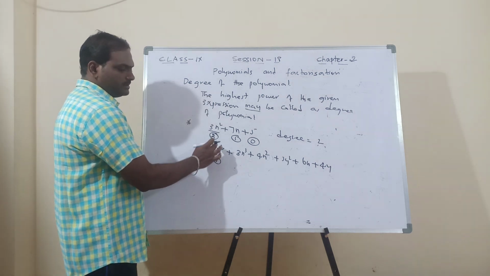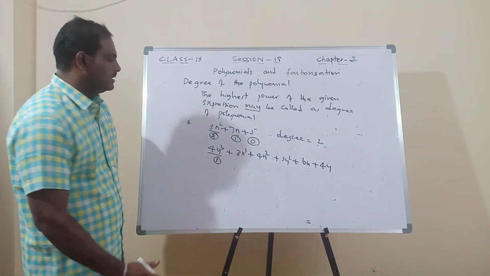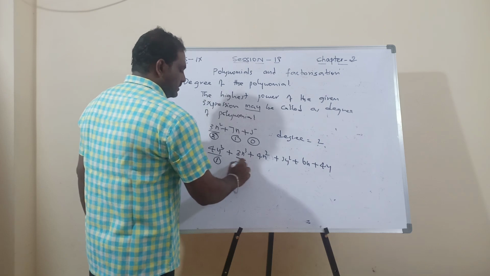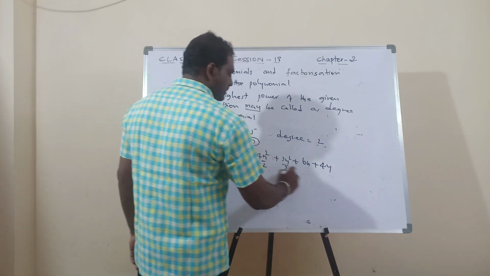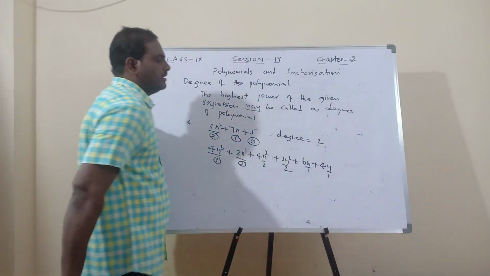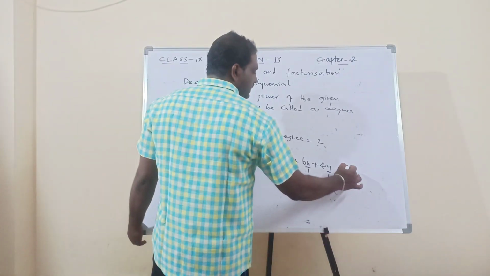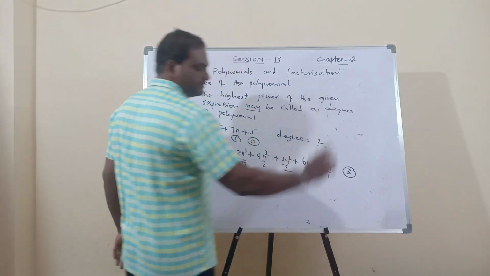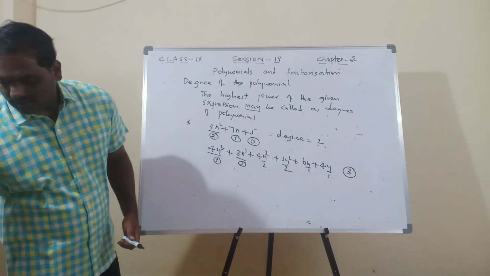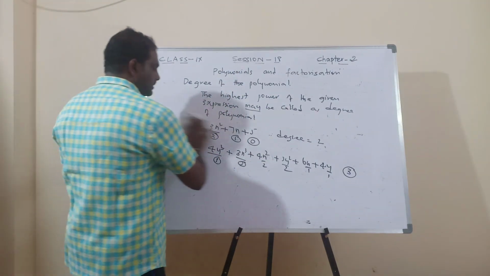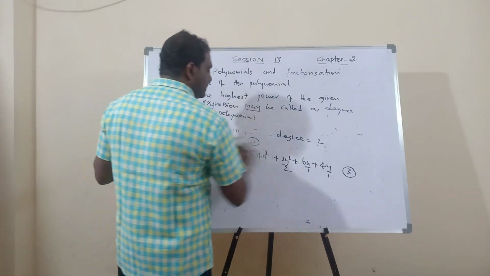Simply, what we have to check is the variable power. Here also 3, here 2, here 2, here 1, here 1. So what is the highest? 3. So therefore the degree of this polynomial is 3. Okay. Now I'll tell the next important aspect.